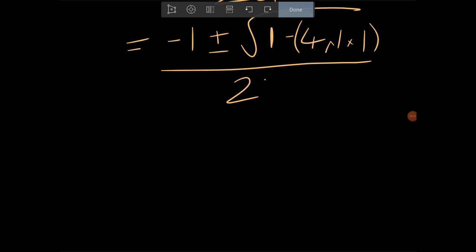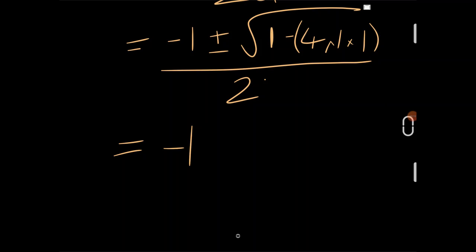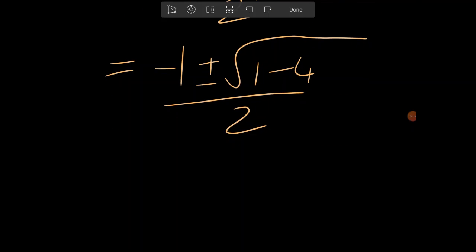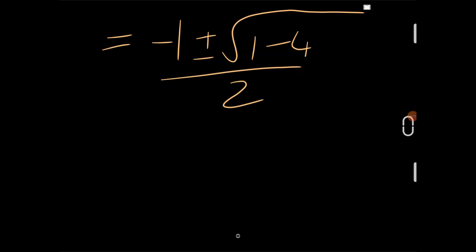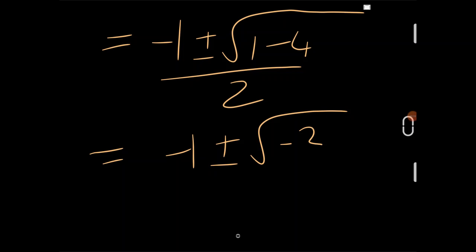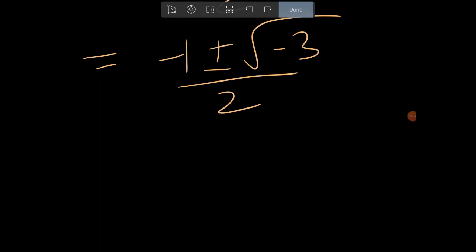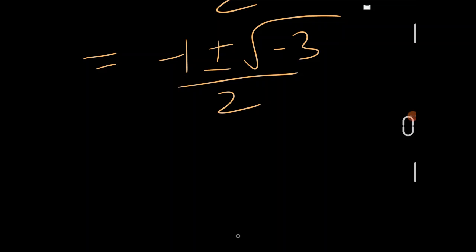Now this will be minus 1 plus or minus root of 1 minus 4 divided by 2. This will be equal to minus 1 plus or minus root of 1 minus 4, which is minus 3, divided by 2. See, now like Heron of Alexandria, Rene Descartes and Euler, we have also come to the same issue. We have root of minus 3. Now how are we going to solve it?